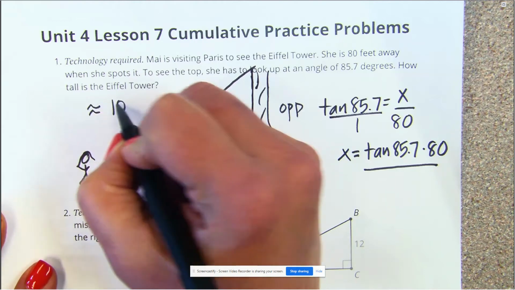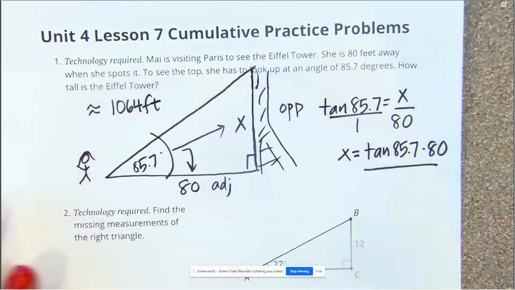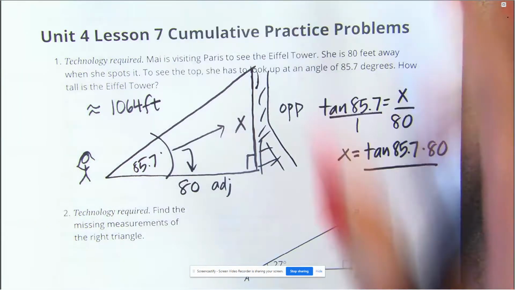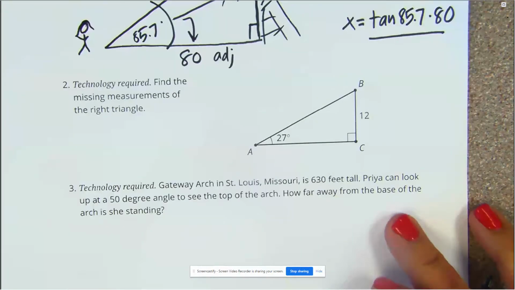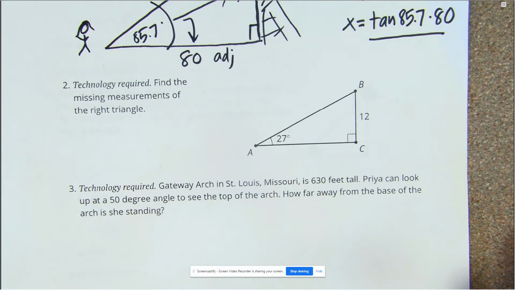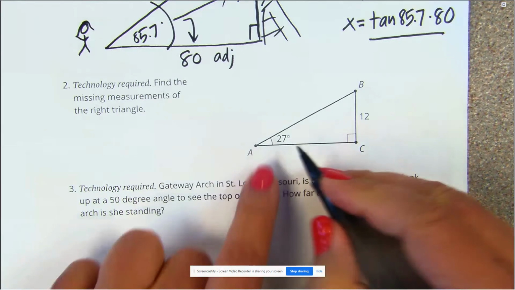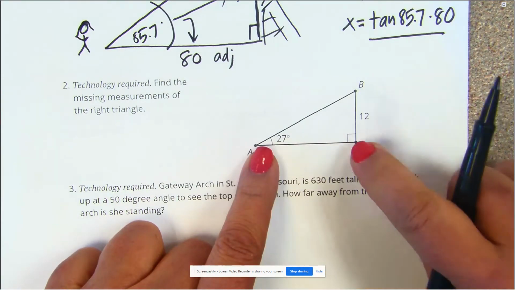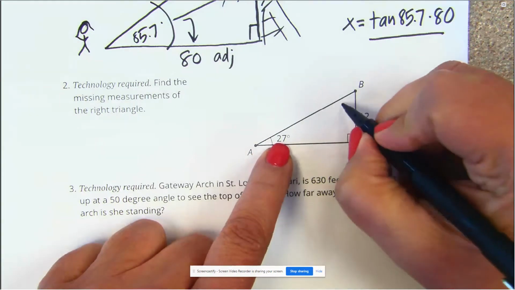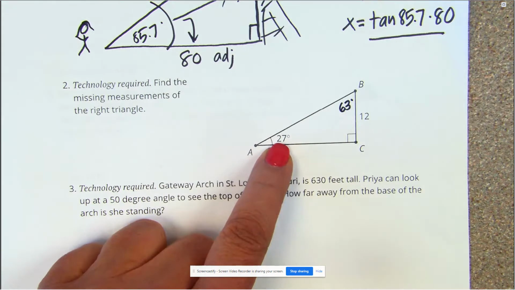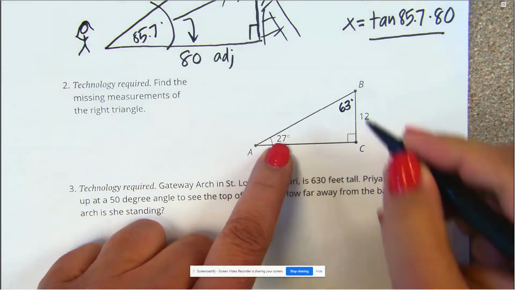Approximately 1,064 feet. Find the missing measurements of the right triangle. So now we've got to find everything that's missing. I just always find the angle first. I know these two have to add to 90 because 90 is already taken there. So that's going to be what, 63? You put 90 minus 27, okay, so angle B.